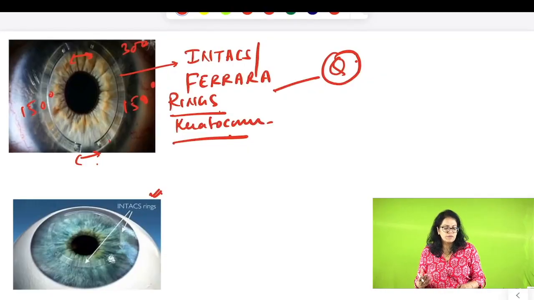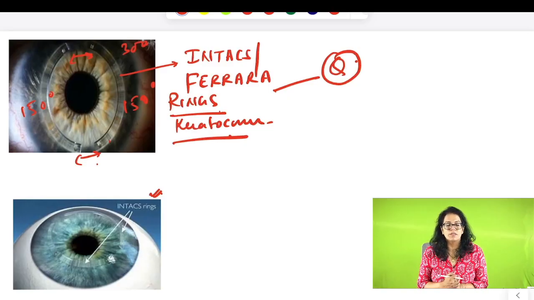It was one of the means commonly used in refractive surgeries. Earlier it was used purely for a refractive reason, but it is used lesser and lesser now.